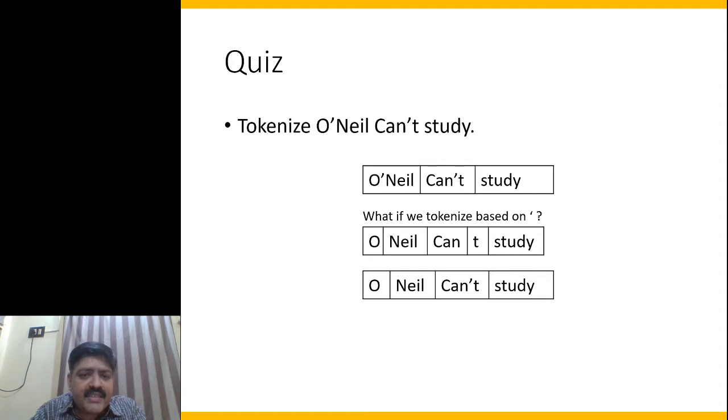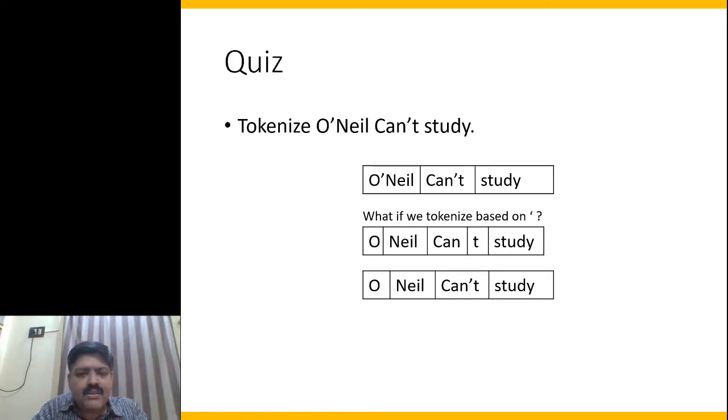Okay, so here is an example. O'Neill can't study. How would you tokenize this sentence? Well, if we remove all the punctuation and replace it with a space, we would probably get these tokens: O, Neil, can, T, study. Well, that doesn't make much sense, isn't it?